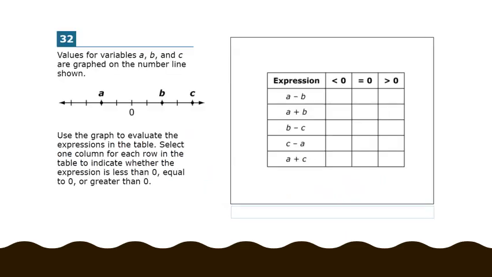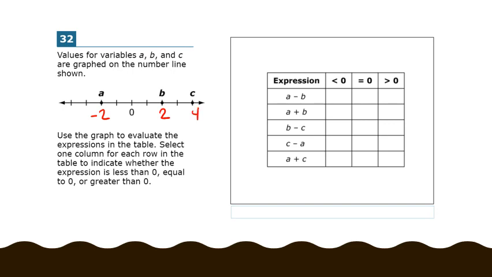Number 32 is an inequality problem. So it says values for variables a, b, and c are graphed on the number line shown. It says to use the graph to evaluate the expressions in the table. Select one column for each row. So here's what you need to do first. Make sure you're able to understand what numbers these are. So a down here is at -2, b is 2, and c is at 1, 2, 3, 4.